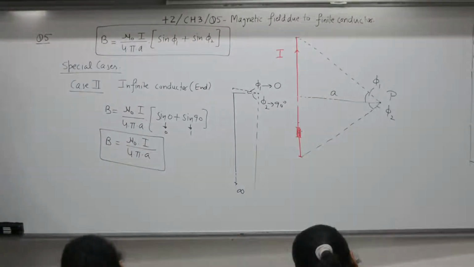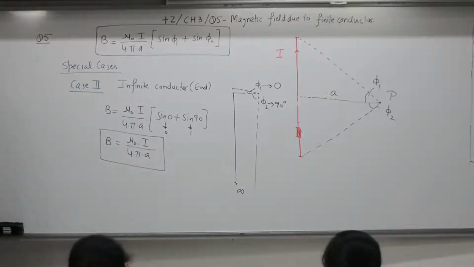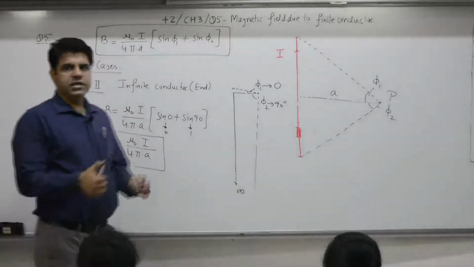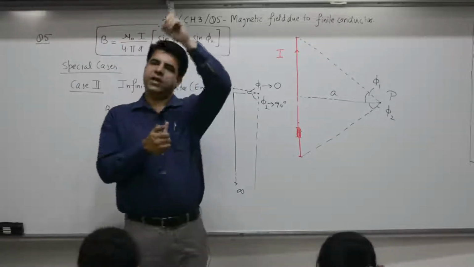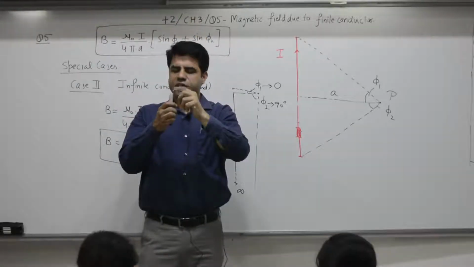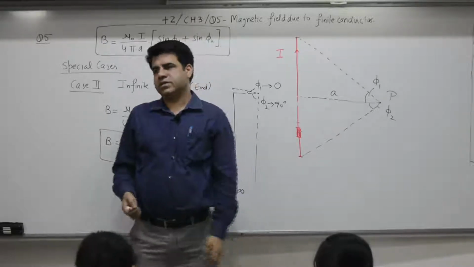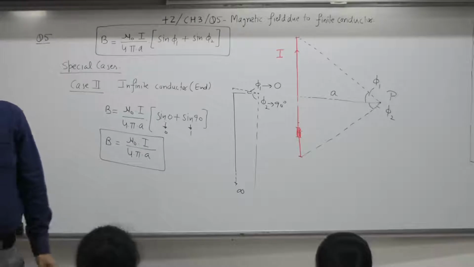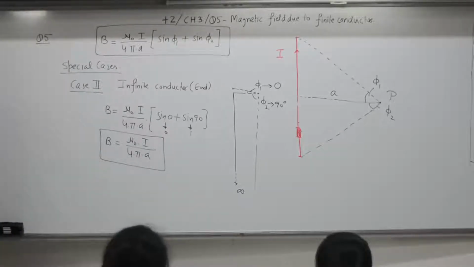B is equal to nu naught I by 4 pi a. Half of a previous one. Center to positive, then center to infinity downwards. Both ends extending to infinity. The field becomes half of the previous value.